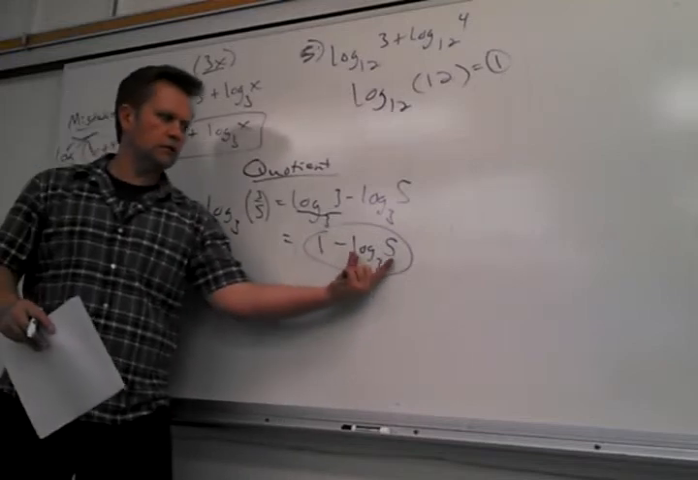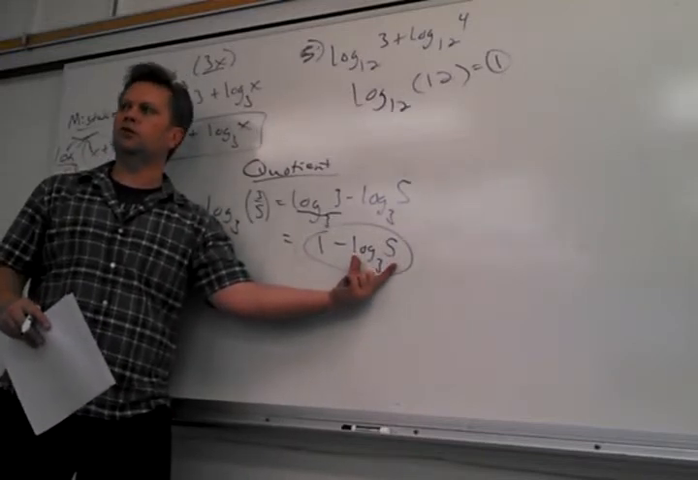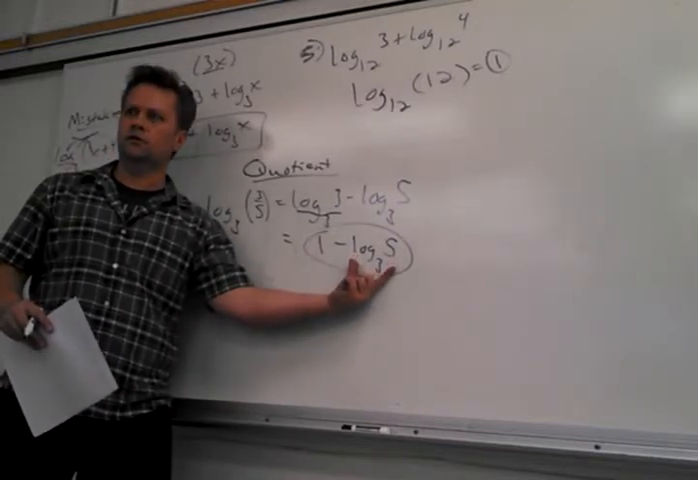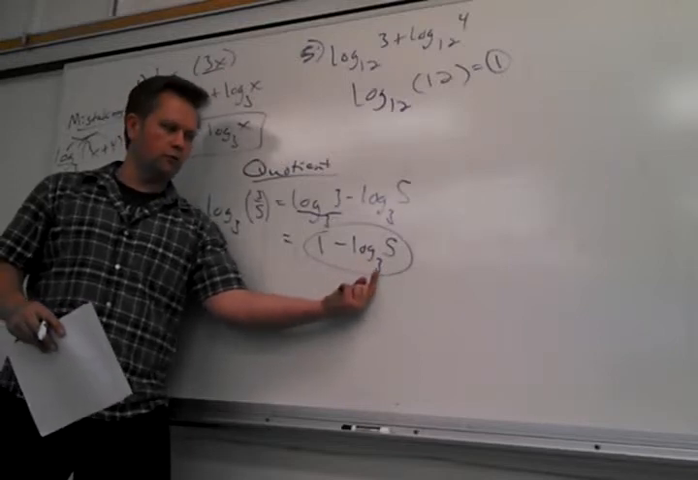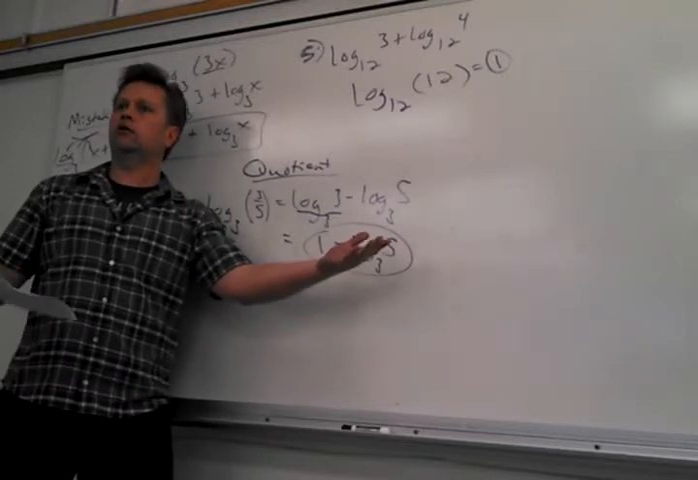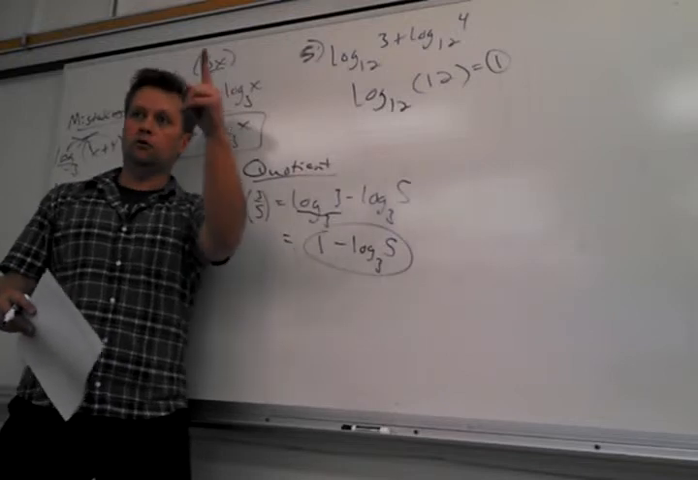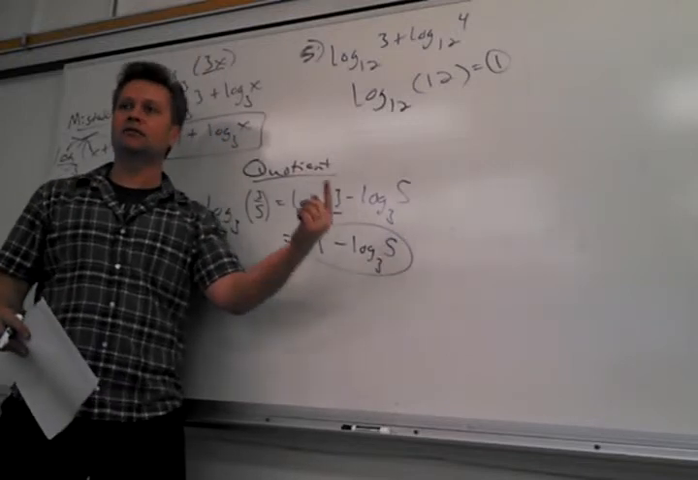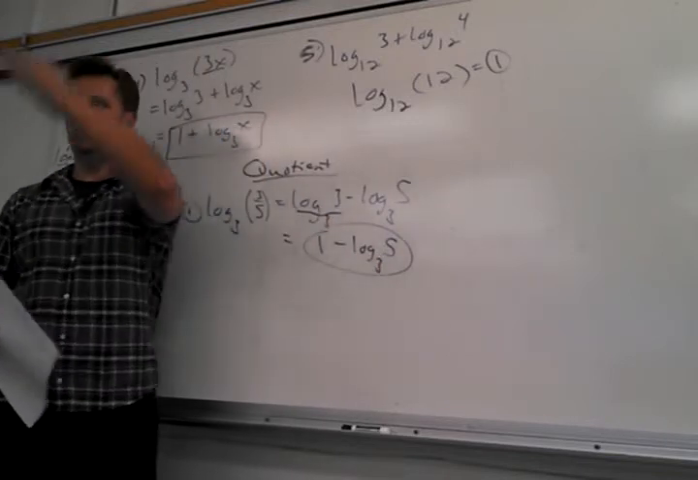You guys with me? What two numbers would the answer to this be between? What do I raise 3 to get 5? I don't know. But what do I raise 3 to get 3? 1. What do I raise 3 to get 9? 2. So the answer to this must be between 1 and 2. There you go.